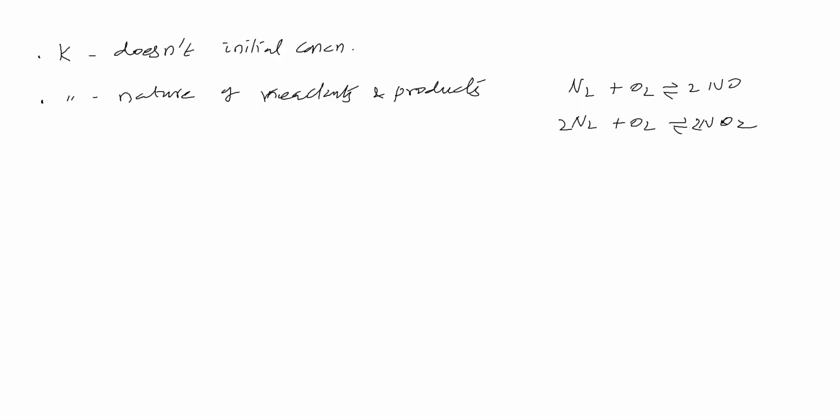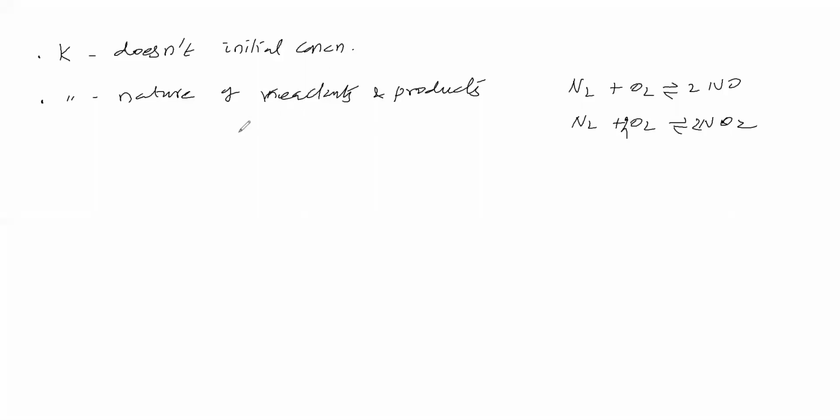In this reaction, N2 plus O2 gives NO2, we are writing. For these two equations, equilibrium constant is different because product is different. Therefore, if the nature of reactants and products are changing, equilibrium constant will vary. For different equations, equilibrium constant will be different. Next, is equilibrium constant depending on temperature or not?